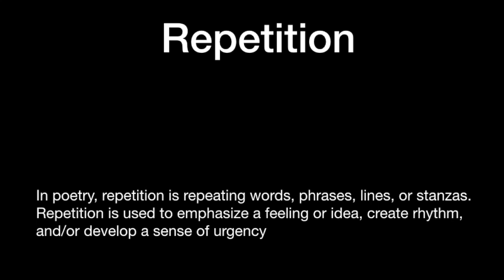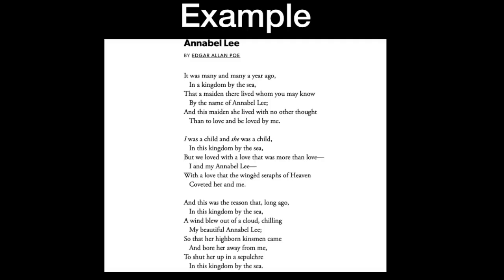Next we have repetition, and repetition is just repeating words, or phrases, or lines, or stanzas. And in poetry, just like in other writing, you repeat things in order to emphasize a certain feeling or idea. Sometimes in poetry it does create a rhythm, and it can also show a sense of urgency, depending on what that poem is.